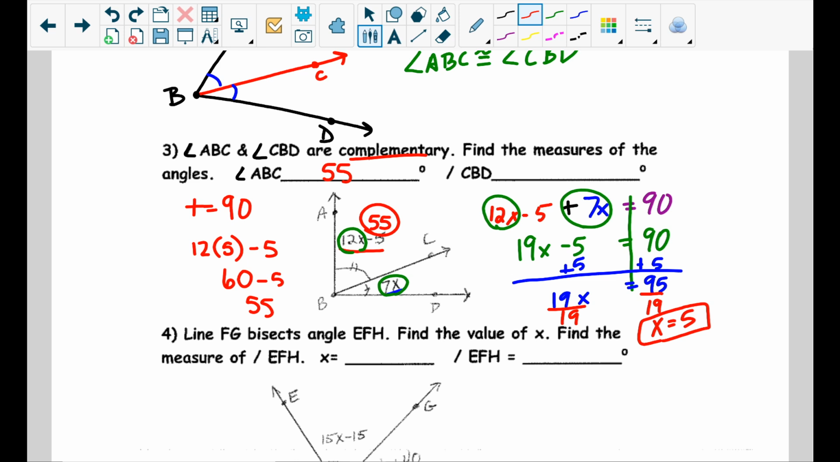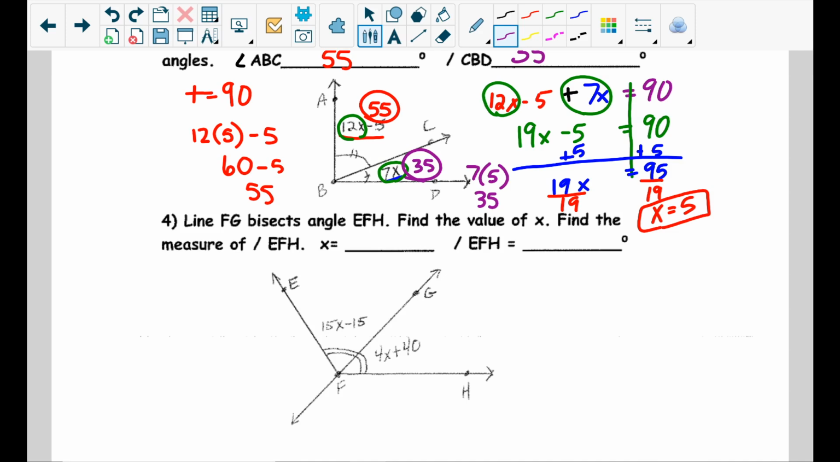Okay? And then I can do the same thing with the other one. 7 times 5 is 35. This angle, 35. Again, when I add them up, 55 and 35 should give me 90, and it does. Okay. Questions on that? Complementary. Alright, number 4.